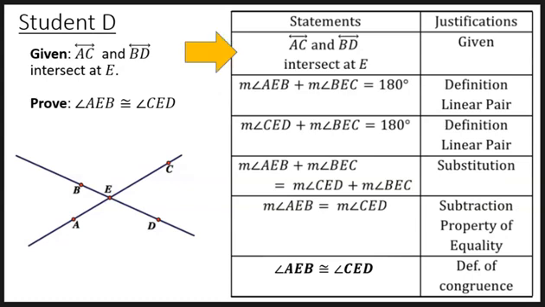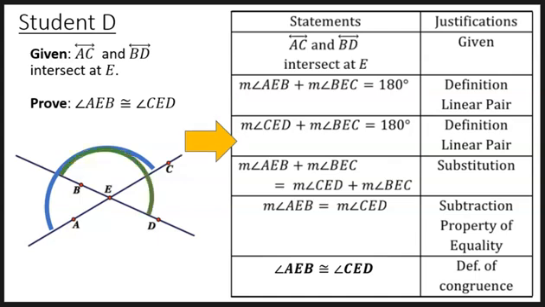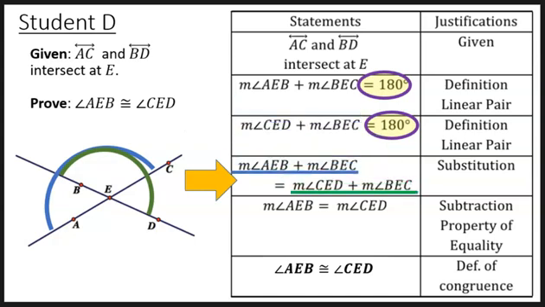Then they used the definition of linear pair. This was a good choice because they had two angles that made a straight line, meaning that the sum of the measures of the angles is 180 degrees. And they could use this relationship to write an equation. In their third step, they used the same logic to write a second equation that shows two angles with a sum equal to 180. Since they have two equations that are equal to 180 degrees, the two expressions must be equal to each other. Now that they are set equal to each other, we can see that both sides of the equation use the measure of angle BEC.